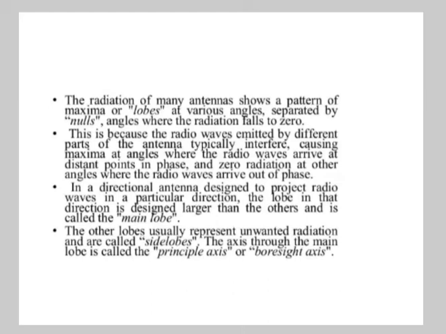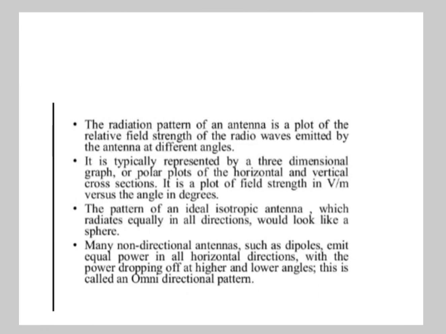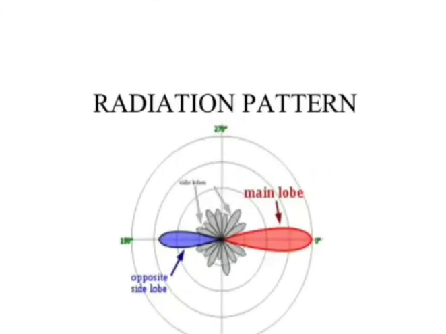So in a directional antenna designed to project a radio wave in a particular direction, the lobe in that direction is designed larger than the others and it's called the main lobe. The other lobes usually represent the unwanted radiation and are called side lobes. The axis through the main lobe is called the principal axis or the boresight axis. So this is all about the radiation pattern. In this diagram, the main lobe is shown and the opposite side lobes are also shown.